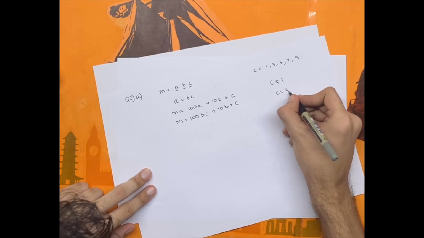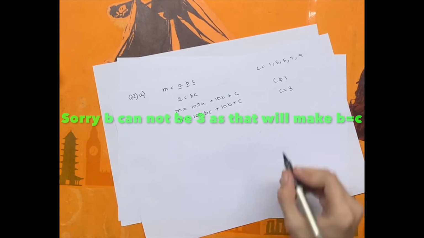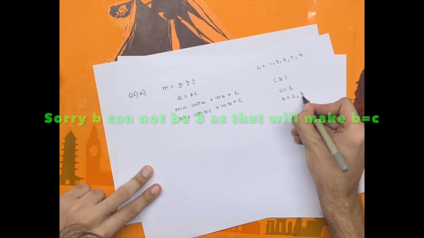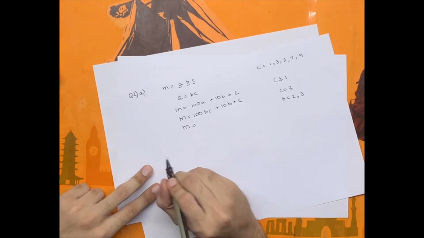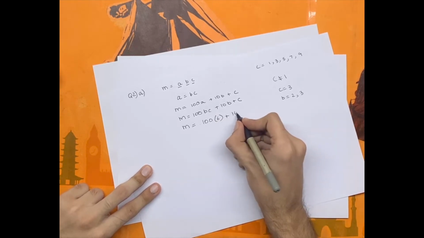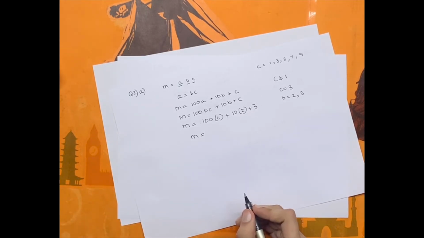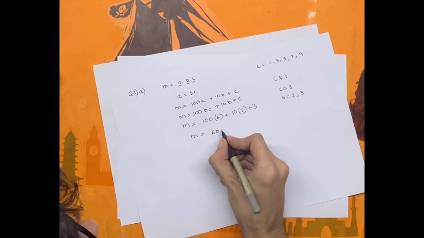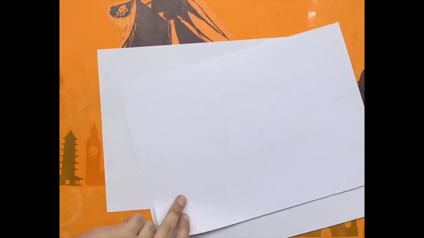So c is not equal to 1. Now if c is equal to 3, we can have b as either 1, 2 or 3. Again, we can't have b as 1 because that would make a equal to c. So b can be 2 or 3. If b is 2, we'll have a equal to 6. That will give us 100 times 6 plus 10 times 2 plus 3. So that will be 600 plus 23, which is 623.